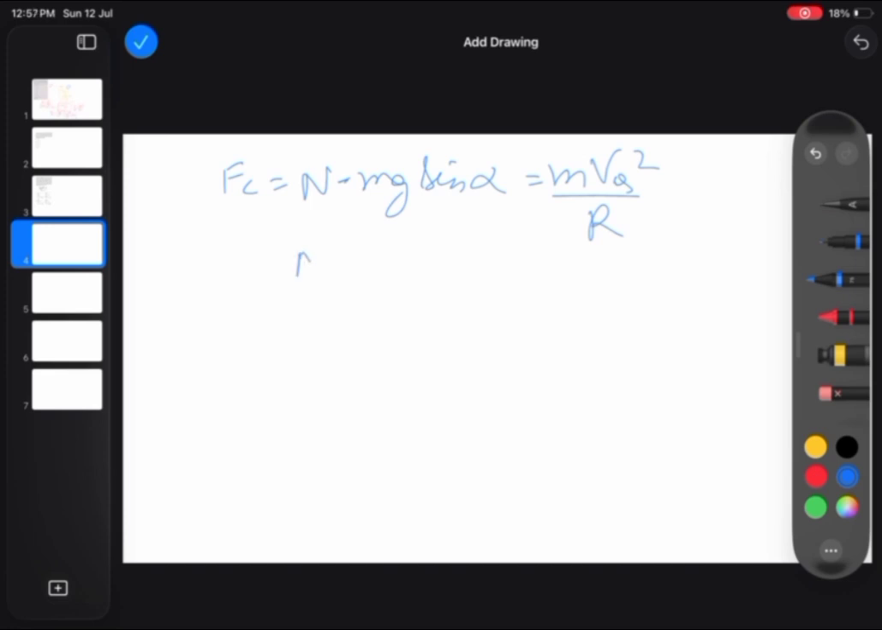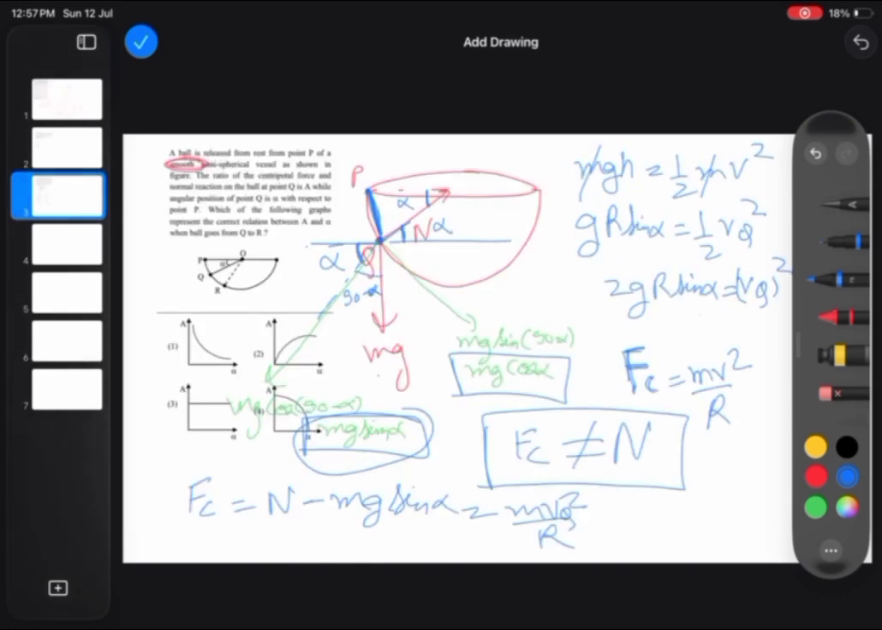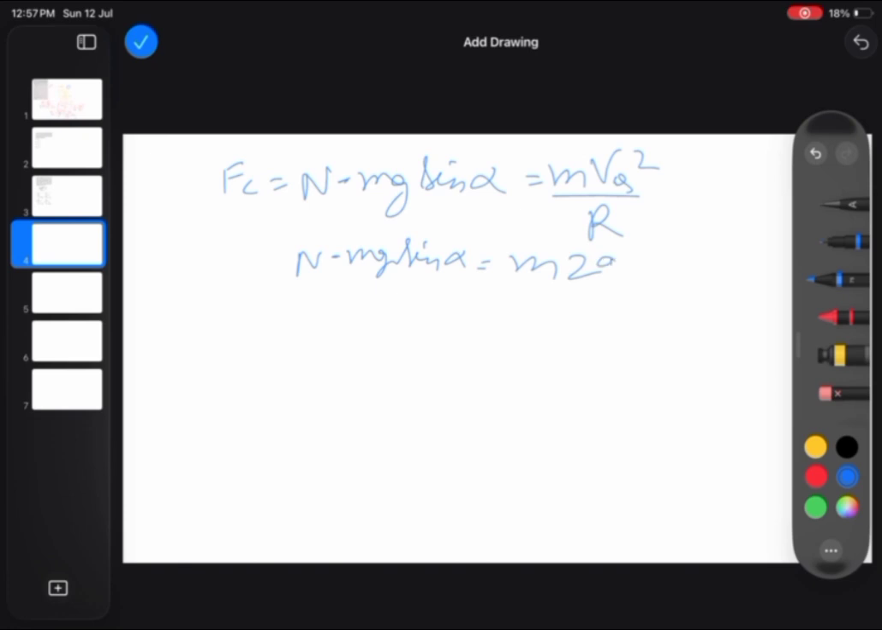So Fc, which is N minus mg sin alpha, is equal to m vQ whole square upon r. So N minus mg sin alpha will be equal to m. We got the value of vQ square as 2gr sin alpha. So we will put here 2gr sin alpha upon r, r cancels. So N will be equal to 3 mg sin alpha.